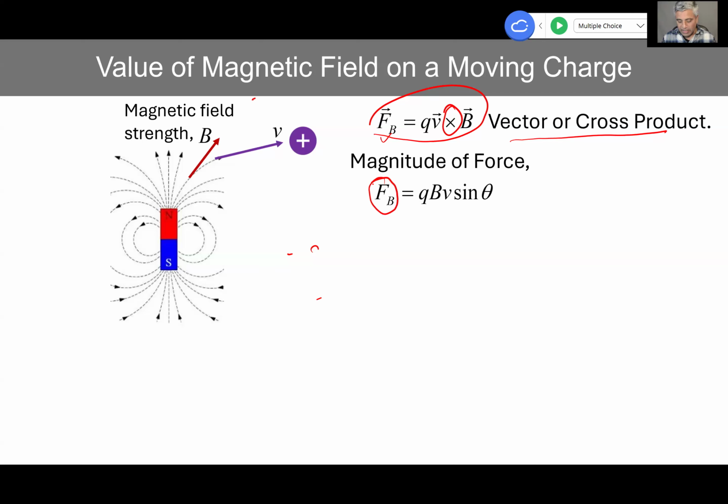Force due to a magnetic field on a charge Q is equal to the charge times the magnetic field strength times the velocity times the sine of the angle between velocity and the magnetic field. So that's how you want to read this.